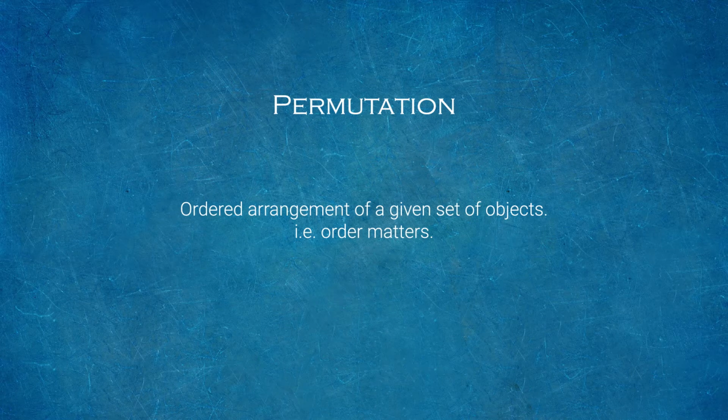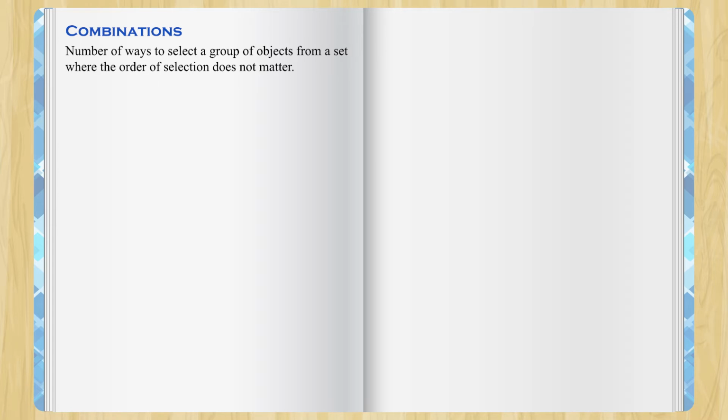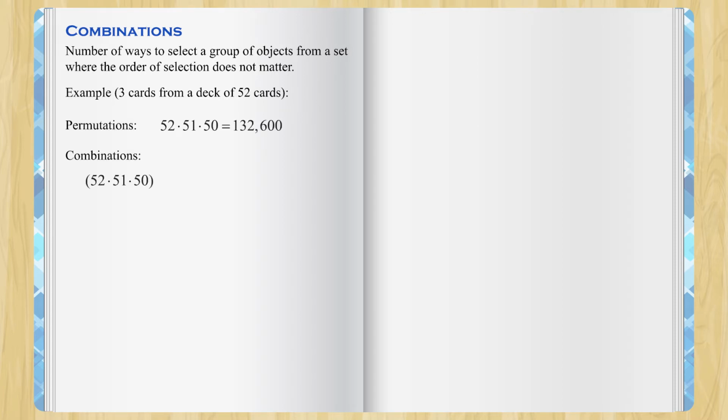Think back to our 6 arrangements of the King, Queen, and Jack of Hearts. If the order does not matter, then there is just one combination of those 3 cards. That is, in a combination, all of the following are just the same group of cards. In a combination, order does not matter. Therefore, to obtain the number of combinations of the 3 cards out of a deck of 52 cards, we must divide the total number of permutations, which was 52 times 51 times 50, or 132,600, by 3 times 2 times 1, which equals 6, since there are 6 ways to arrange the 3 cards chosen, and they are all the same combination.